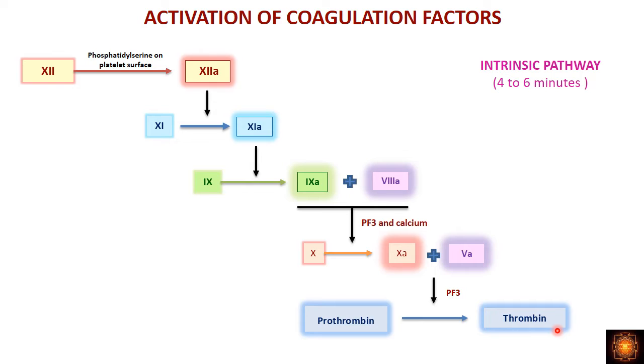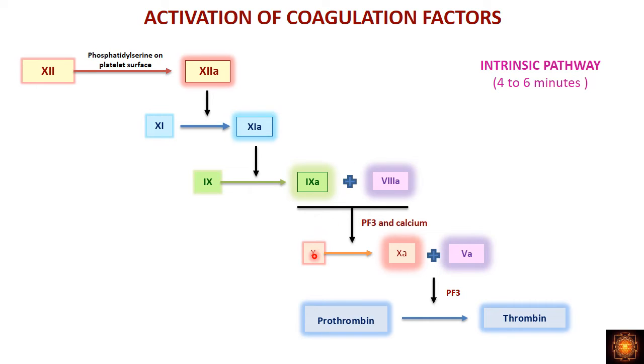As I already told you, the expression of phosphatidylserine on the activated platelet surface will activate factor 12. This factor 12 will be converted into an active form, and this activated factor 12 will act on factor 11. Factor 11 will be converted into activated factor 11A, and this activated factor 11A will act on factor 9 and convert it into the active form. This active factor 9 will combine with activated factor 8, and this complex will act on factor 10 along with platelet factor 3 and calcium.